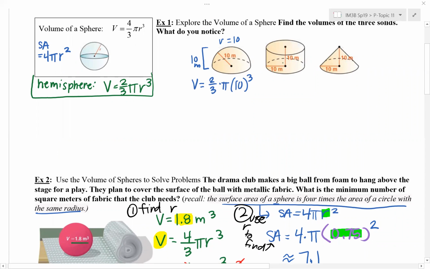For the cylinder, our height is 10 and our radius is also 10. What's the volume formula for a cylinder? Remember, for cylinders, the prism is always the area of the base times the height. So what's the area of a circular base? Pi r squared. So it's going to be pi r squared times height, which would be pi times 10 squared times 10 for this problem.